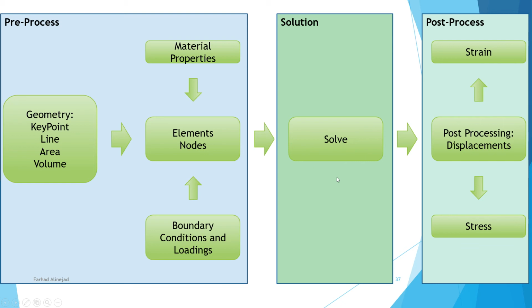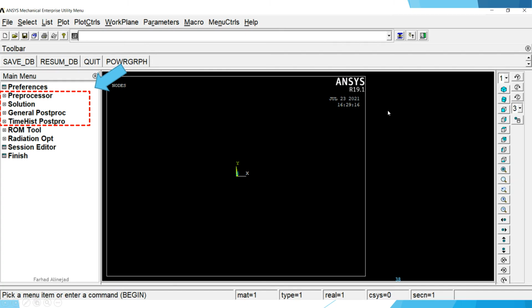In the solution step, you solve your model. And also in this step, it is possible to apply boundary conditions and loading. And in the post-process step, you may see the results. And in the ANSYS environment, you can see all these three steps. You can see the preprocessor where you prepare your FE model, and here you have the solution where you can solve your model, and then you have the post-process parts where you can see the results.